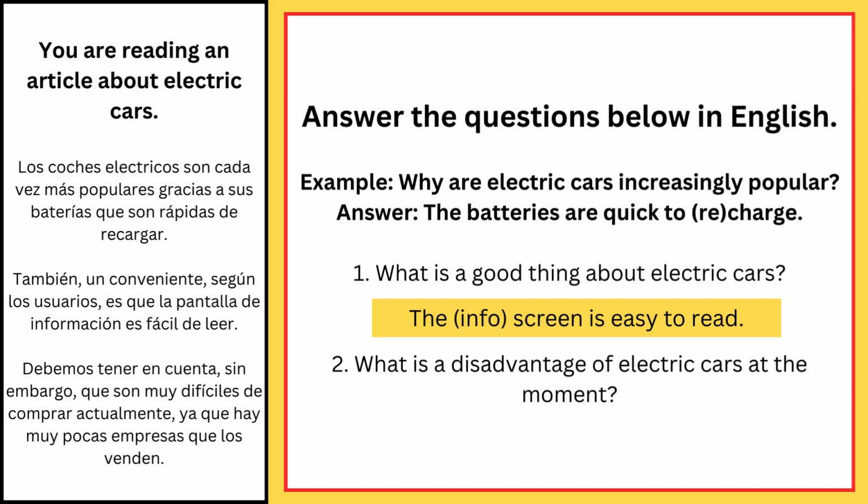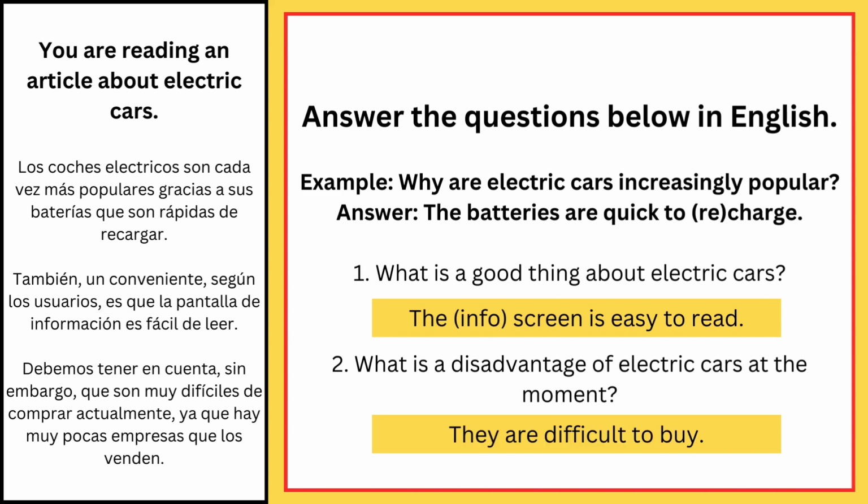And we're looking in the third paragraph now. We should see here that in order to get the mark, the student would have to write, they are difficult to buy. "Debemos tener en cuenta, sin embargo, que son muy difíciles de comprar actualmente." Then the next information is relevant, but you don't need it for your answer: "ya que hay muy pocas empresas que los venden." That's it: they're very difficult to buy.